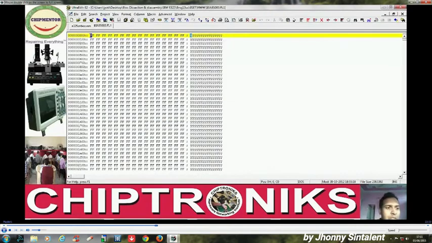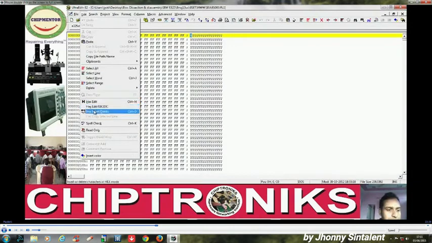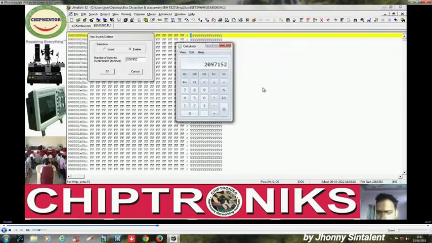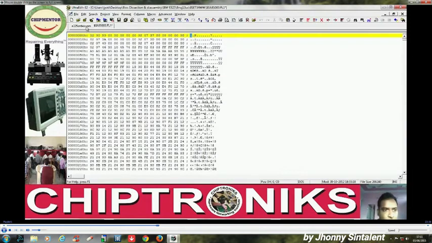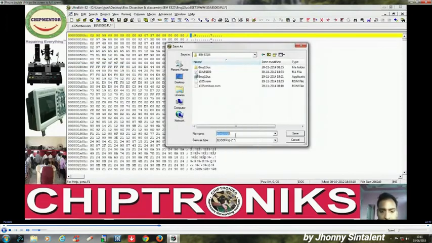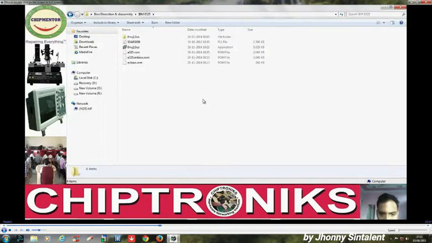So what you have to do is very simple. Edit, Hex Insert/Delete, put the value 2097152. All right, this is the value, and you put OK. Now you save it. You've already deleted, okay, and you save this file here in E325, and this is your EC BIOS.rom, and you open this folder, EC BIOS.rom.